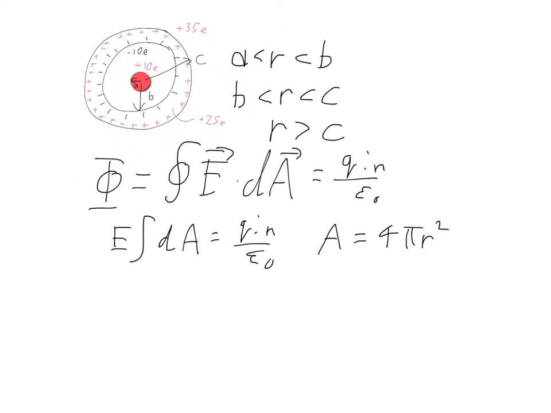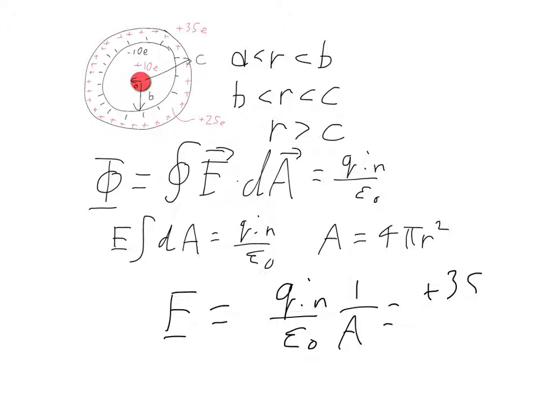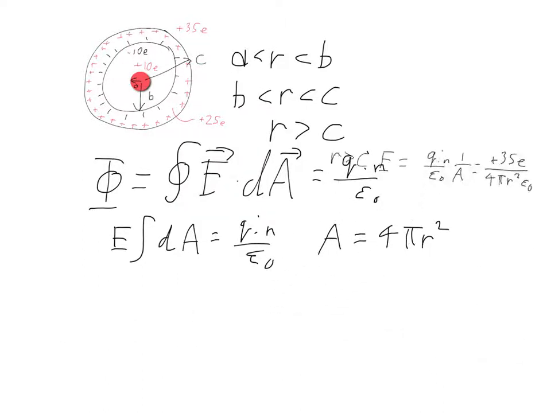With that, we see now that the electric field is just going to be Q enclosed over epsilon naught divided by the area, and that will give us plus 35 electric charge units over 4 pi r squared epsilon naught. And remember, this is specifically for r greater than C. If we want to look inside, we're going to have to do a slightly different integral. So we'll put this out of the way for now.